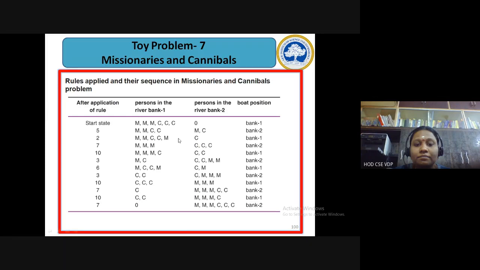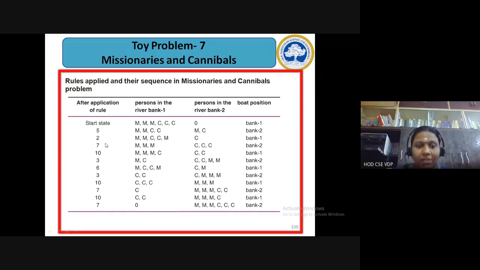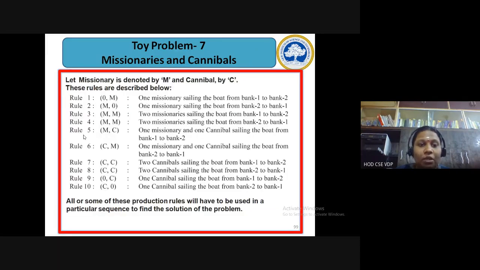In step number 3, what is the next boat who's going? I say here the missionary was traveling back. One missionary will travel back, leaving the cannibal. Yes, the missionary has traveled back. So here I say rule number 2 is applied. So what is that rule number 2? Here these are the boat positions. In rule number 2, a cannibal is not there, only the missionary has traveled back. So I just pick this rule and place it there, right?